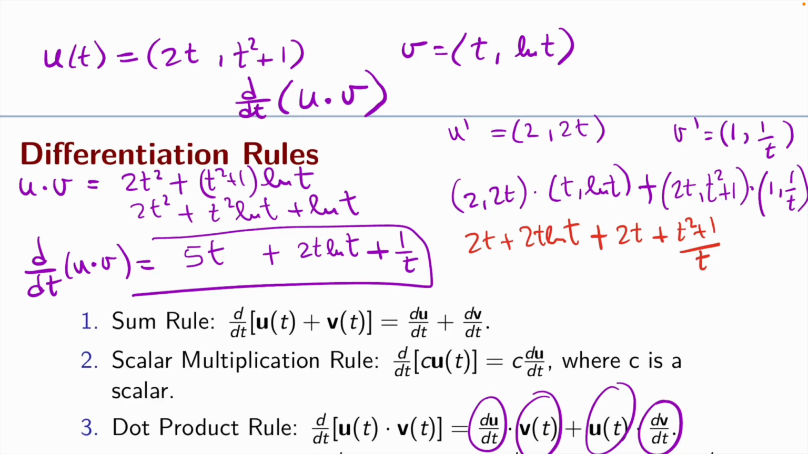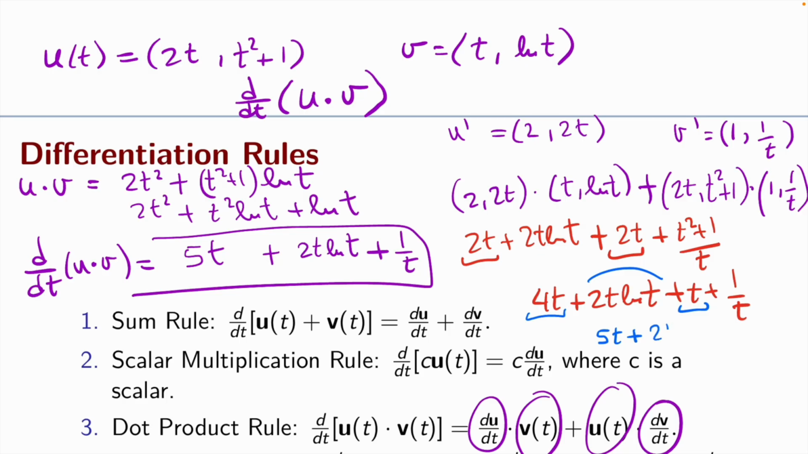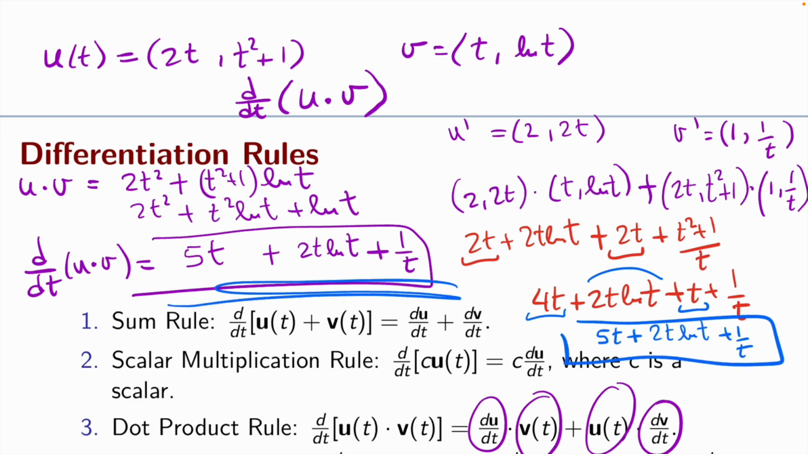Let's simplify what we can here, so that we have here 2t plus 2t, this is 4t, plus 2t logarithm of t, and this part here will be t squared over t is t, plus 1 over t. Now we put together here 4t and t, this is 5t plus 2t logarithm of t and plus 1 over t. So this result is exactly the same that we obtained in the other way.